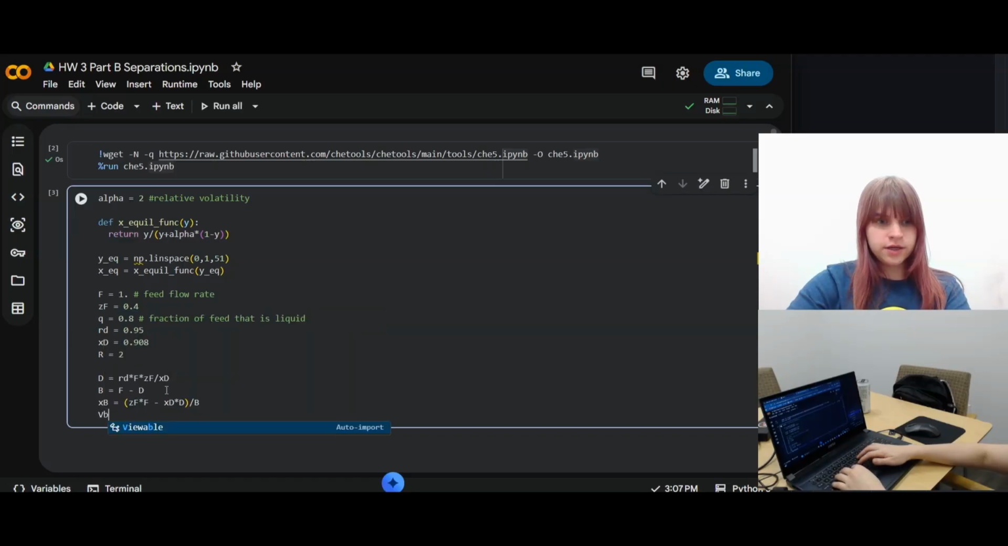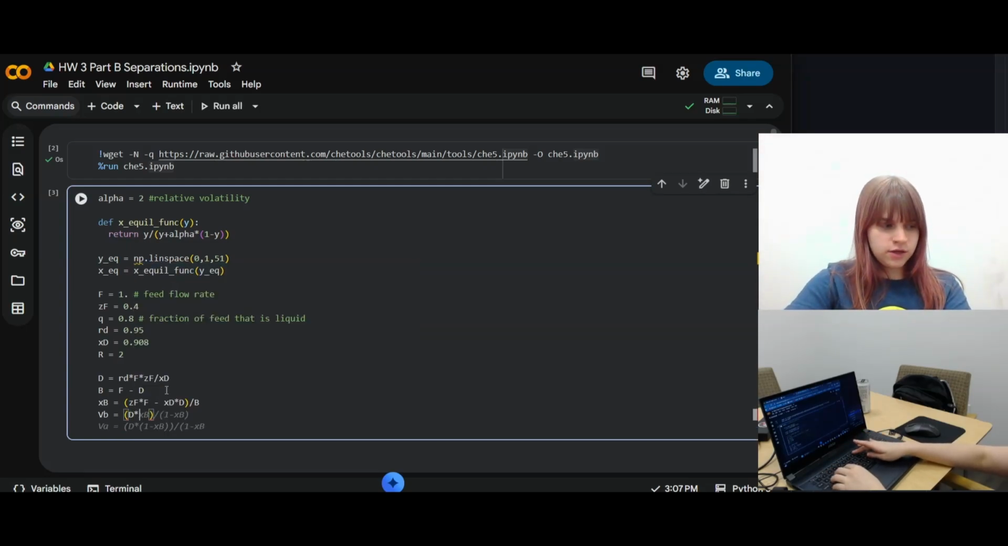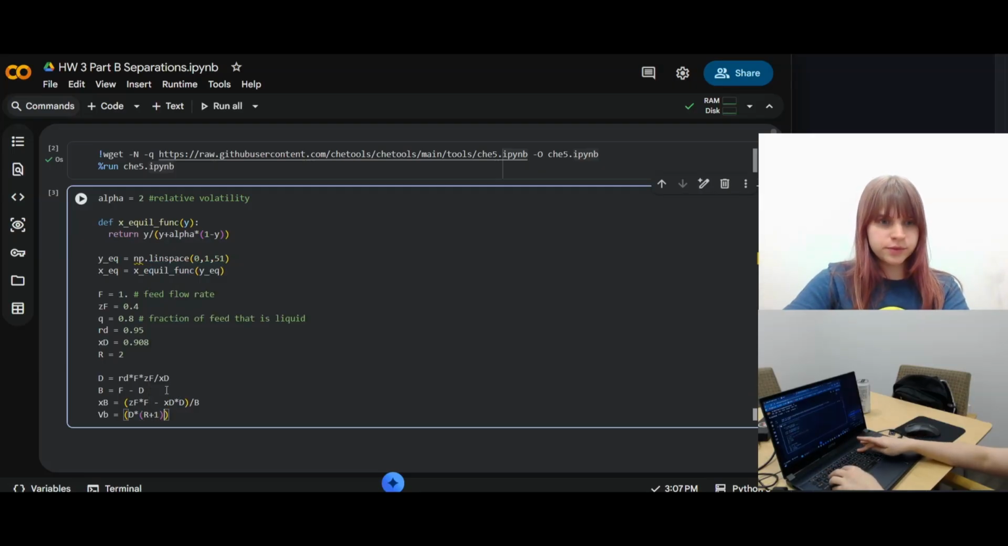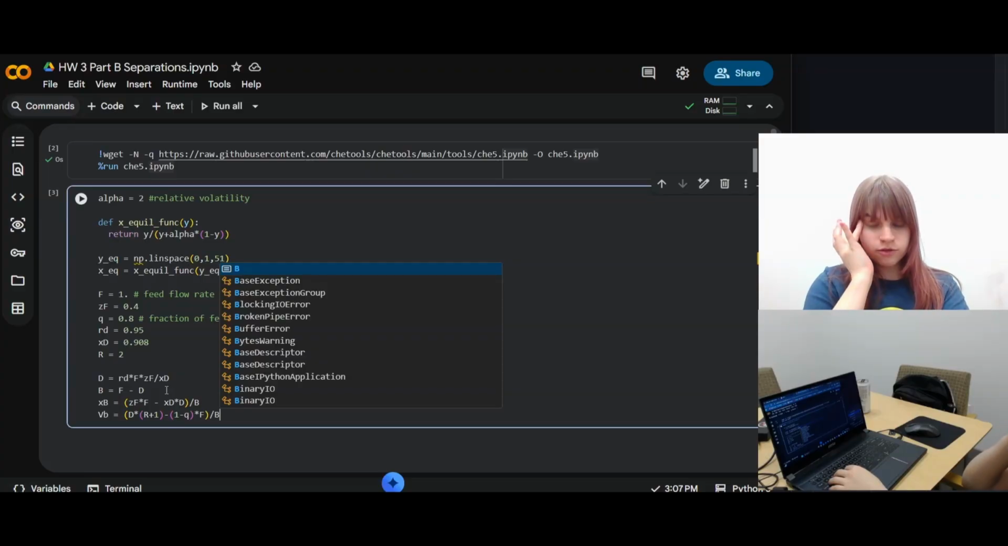And we had that derived equation for the boil-up ratio earlier, and we're going to just directly put that into here. So that was, we defined that as being equal to the distillate times the reflux ratio plus 1 minus Q times the feed, all over the bottoms flow rate.